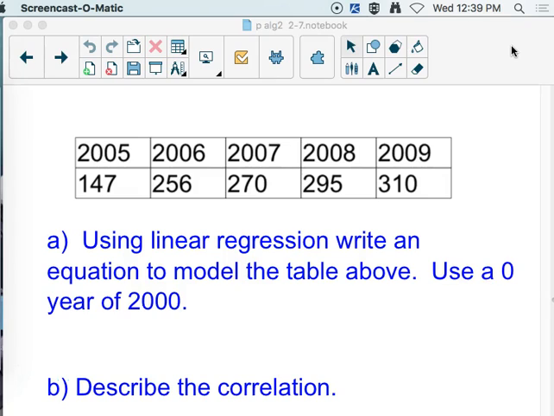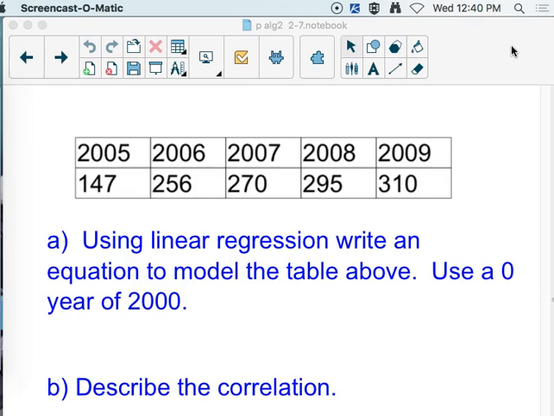Alrighty, look at that. It's a lovely table. But I didn't label it anything because I just made it up, so I didn't have any labels. It says, using linear regression, write an equation to model the table above. Use a 0 for the year of 2000.